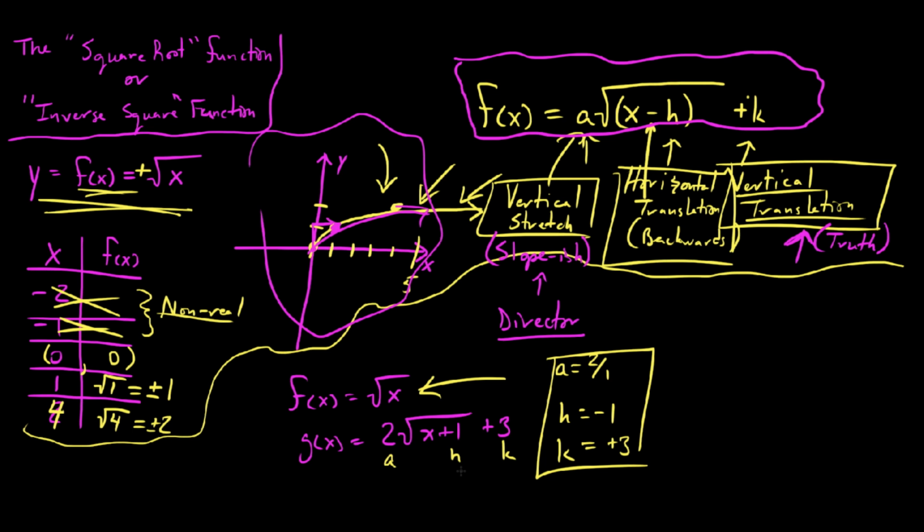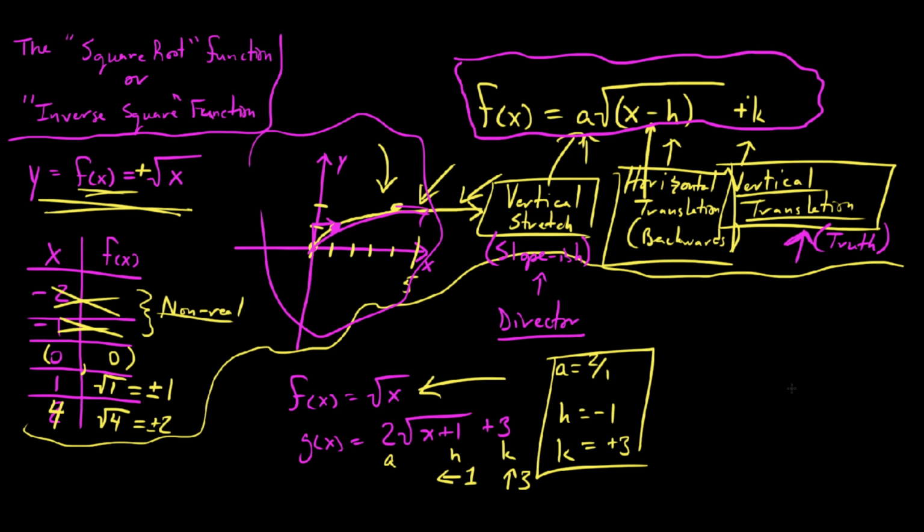Before we graph this, what we might indicate is that h being a negative 1 means that our original graph of square root of x is going to shift left 1 unit. This plus 3 out here, which is our vertical translation, indicates it's going to shift up 3 units. And then our a value being 2 means that it's going to vertically stretch.